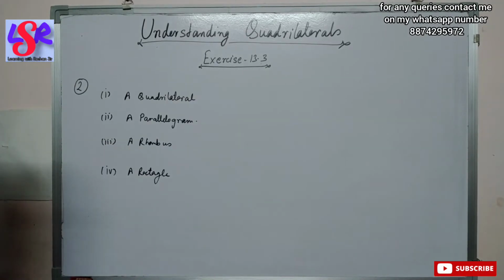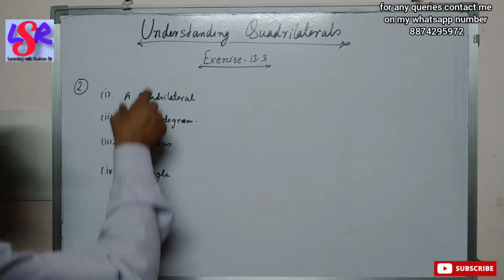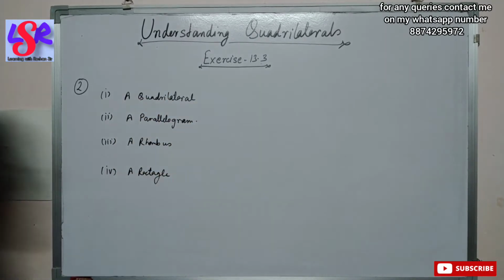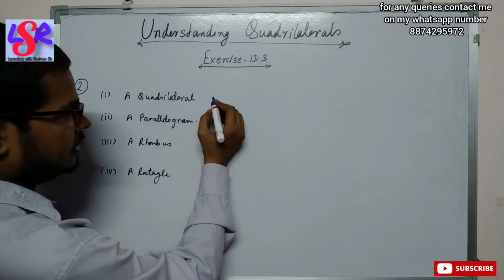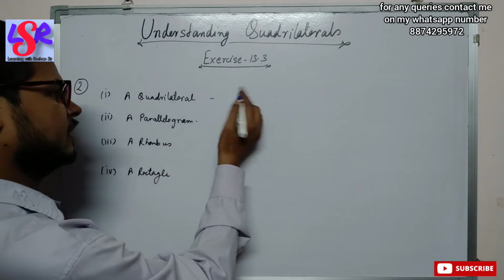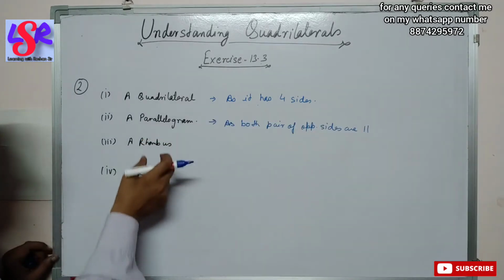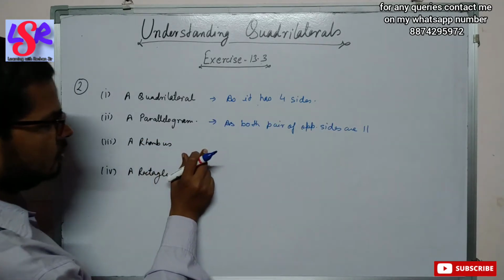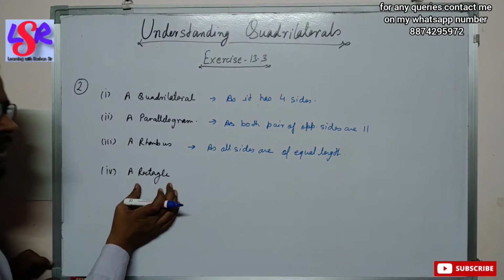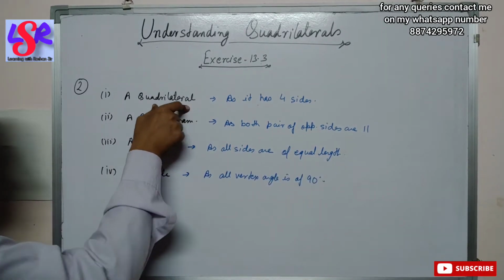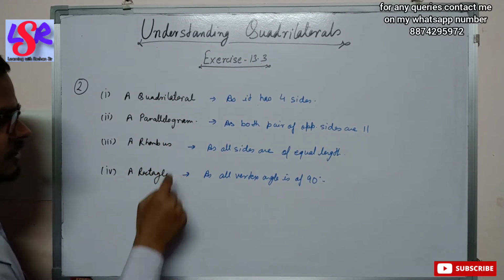Now in question number 2 we have to explain how a square is a quadrilateral, a parallelogram, rhombus and a rectangle. A square is a quadrilateral because it has four sides. Then a parallelogram as both pairs of opposite sides are parallel. Then a rhombus as all the sides are of equal length. Then a rectangle as all vertex angles are of 90 degrees. So square has the properties of quadrilateral, parallelogram, rhombus and rectangle.